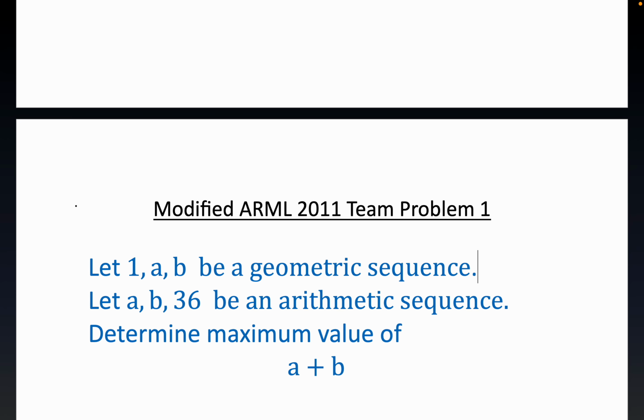Everybody, another modified competition problem from the year 2011. Now here's how I make my A's. I hope you can live with it.